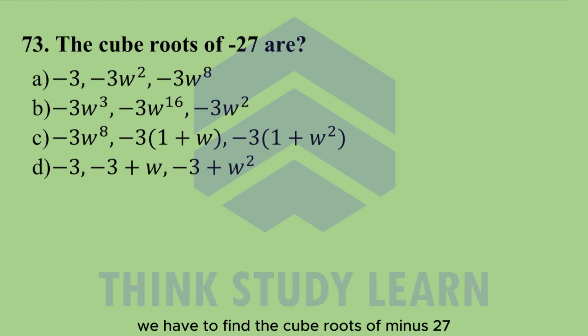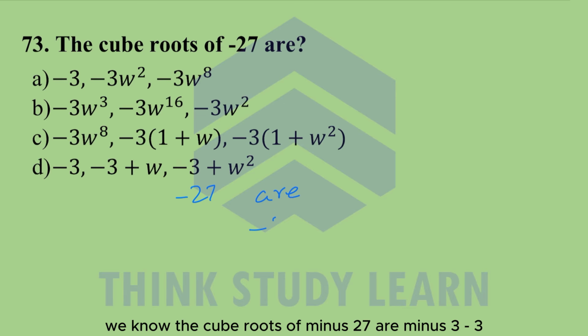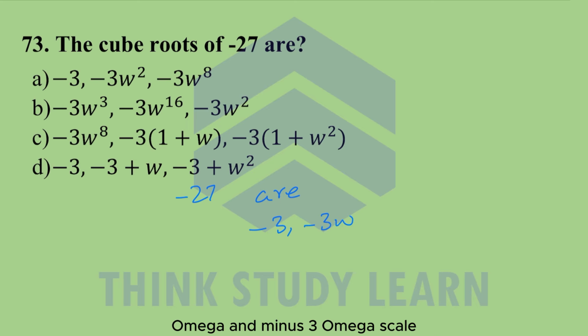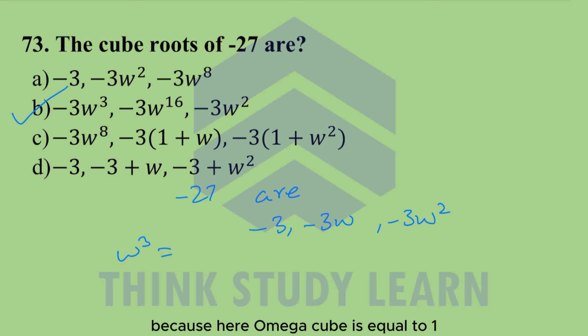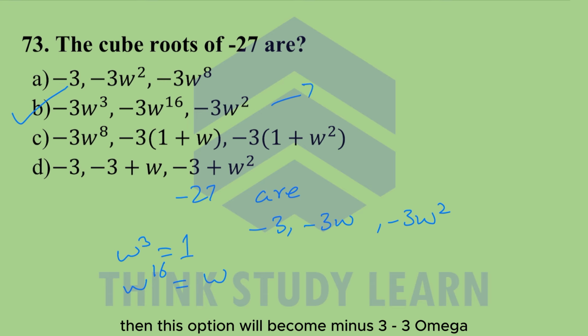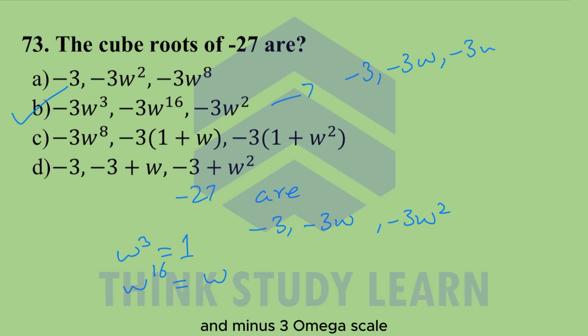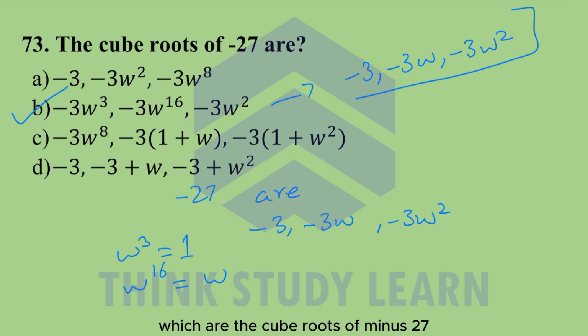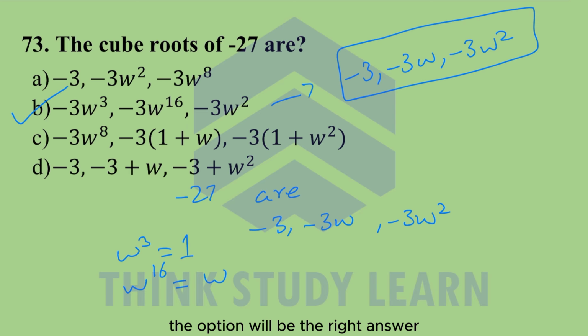In the next question, we have to find the cube roots of minus 27. We know the cube roots of minus 27 are minus 3 omega and minus 3 omega square. So B option will be the right answer because here omega cube is equal to 1 and omega raised to the power 16 will be equal to omega. Then this option will become minus 3 omega and minus 3 omega square, which are the cube roots of minus 27. B option will be the right answer.